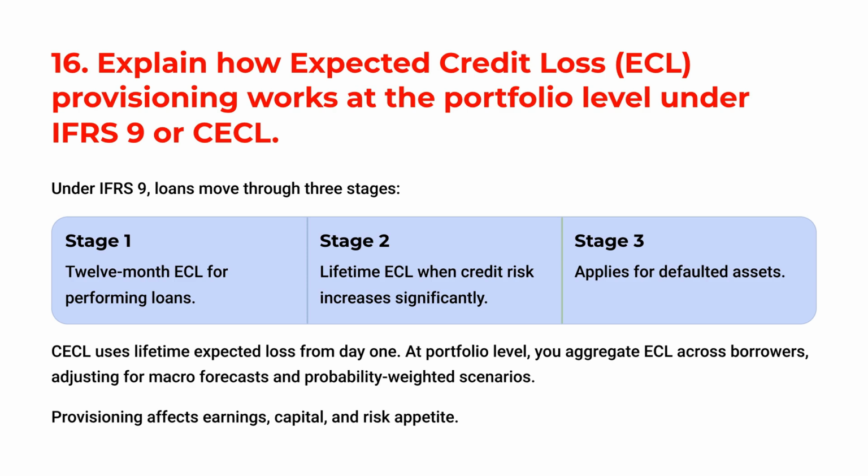Explain how expected credit loss (ECL) provisioning works at the portfolio level under IFRS 9 or CECL. Under IFRS 9, loans move through 3 stages. Stage 1 uses 12-month ECL. Stage 2 uses lifetime ECL when credit risk increases significantly. Stage 3 applies for defaulted assets. CECL uses lifetime expected loss from day 1. At portfolio level, you aggregate ECL across borrowers, adjusting for macro forecasts and probability-weighted scenarios. Provisioning affects earnings, capital, and risk appetite.